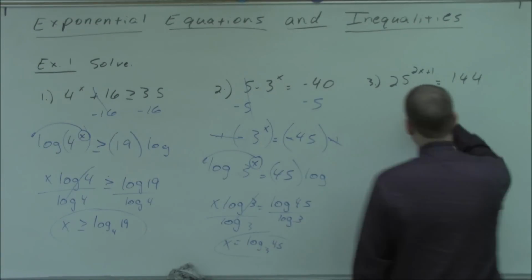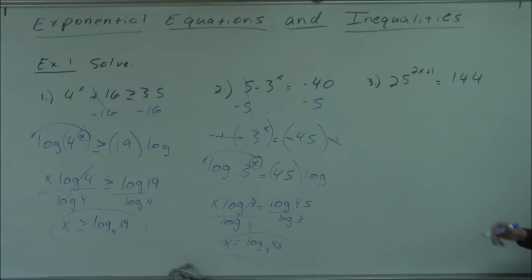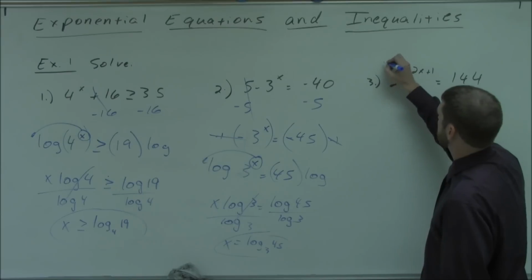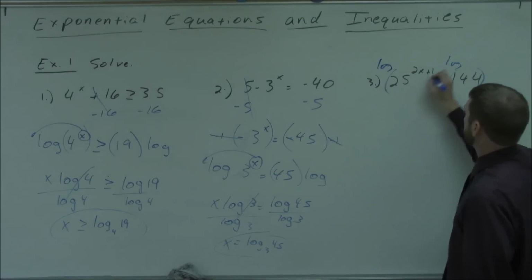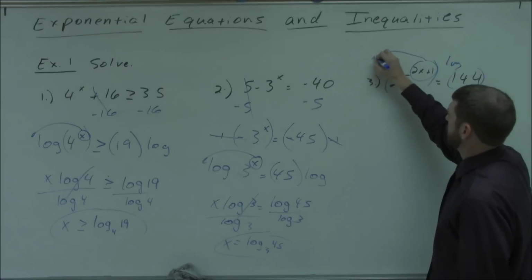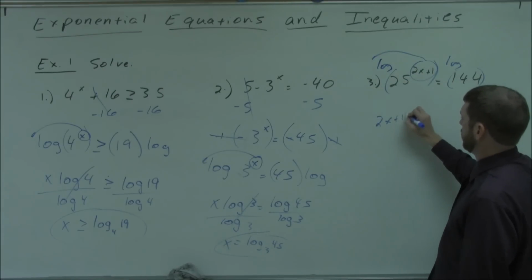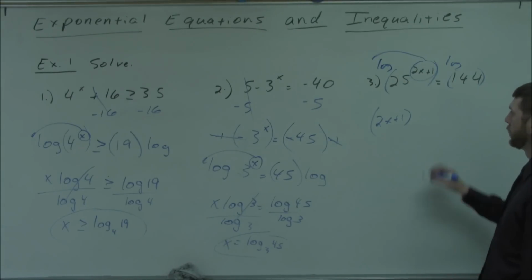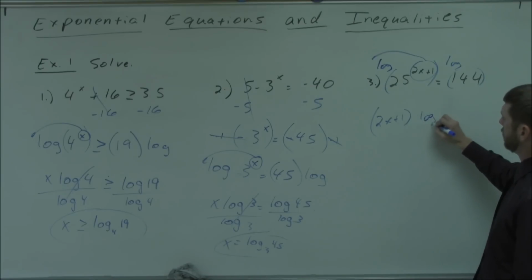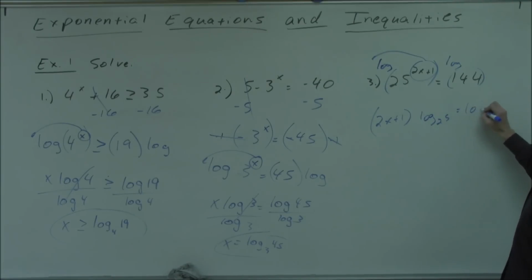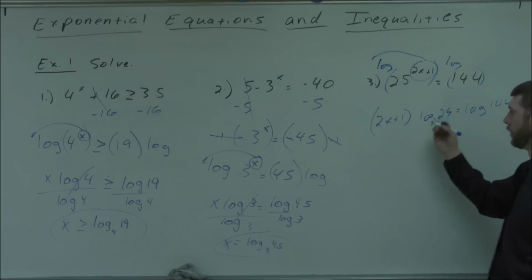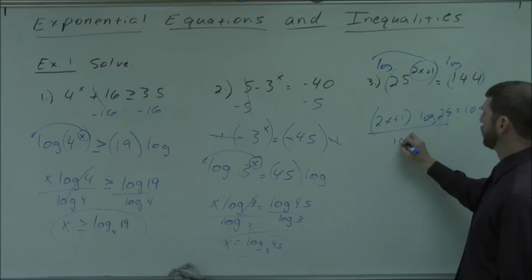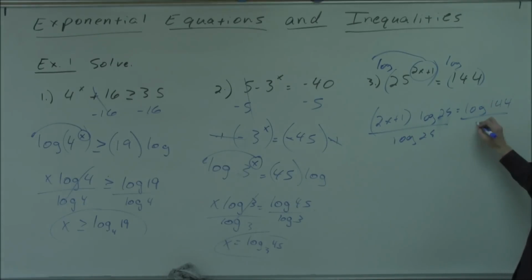We've already got our exponential term isolated, so we're ready to take the log of both sides. So log both sides. Move your exponent out front because of the power property. So the whole exponent times log of 25 equals log of 144. And then we isolate x. Move the log of 25.